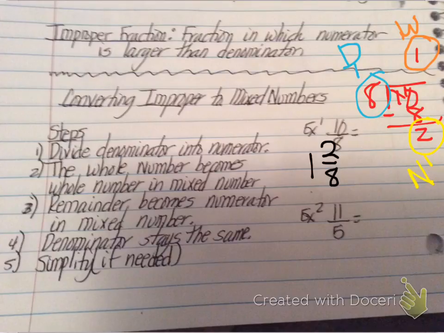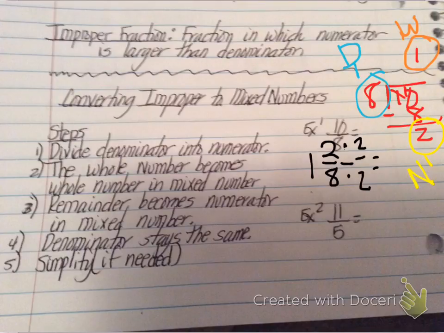Now, on step 5, simplify if needed. I've already converted into a mixed number, but if you'll notice, 2 and 8 still share a factor. They share 2. So the fraction part of my mixed number is not in simplest form. So I'm going to go through and divide both by 2.